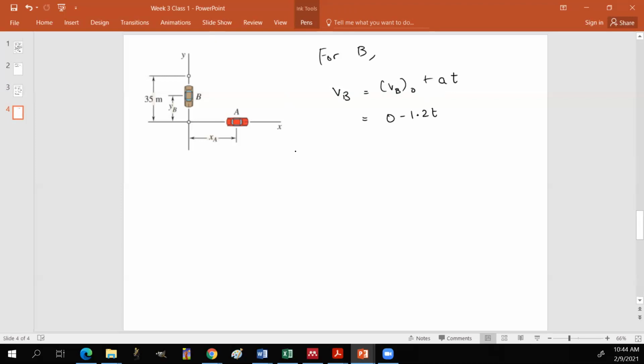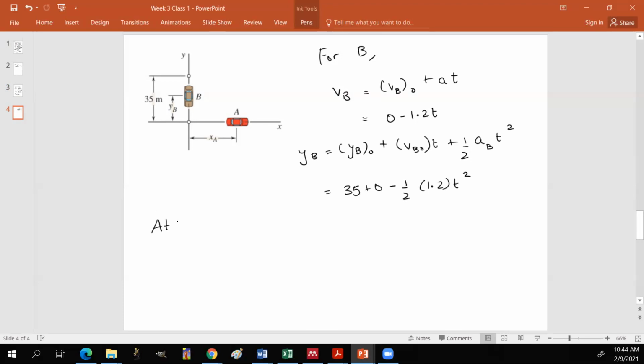And then similarly, we know that the position B, again, is just in the Y direction. So that's going to equal your initial position plus your initial velocity times T, plus half acceleration times T squared, right? We know that the initial position is 35. VB naught is equal to 0, so that term is just equal to 0. And then AB is going downwards, right? So it's going to be minus half times 1.2 times T squared, like that, right?